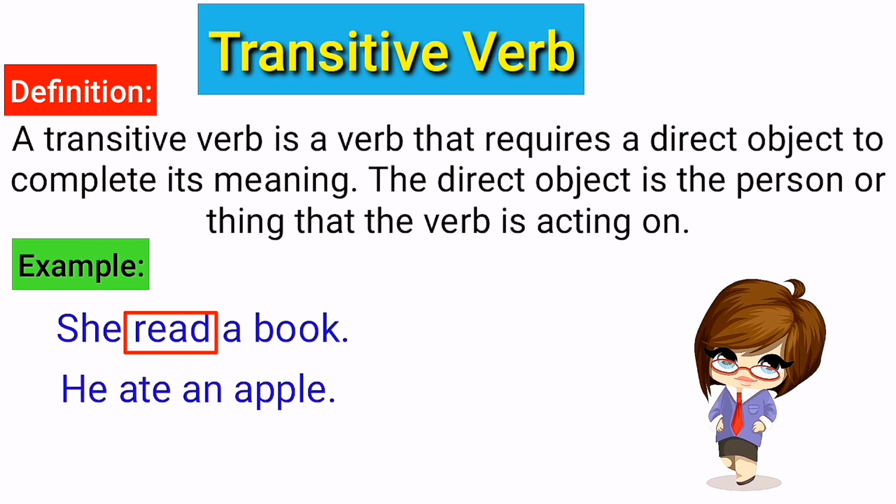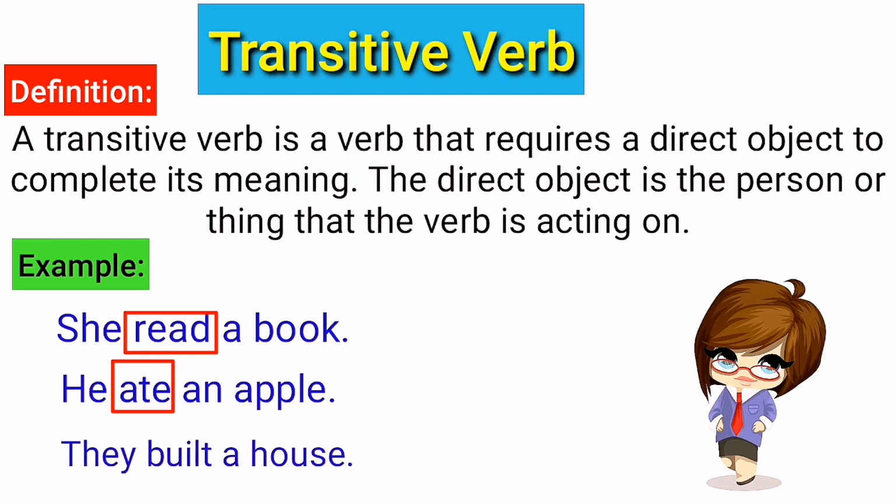He ate an apple. In this case, the verb ate is a transitive verb because it requires a direct object, which is an apple, to complete its meaning. The verb ate indicates the action, and the direct object, an apple, tells us what was eaten. Without the direct object, the sentence wouldn't fully convey the action of eating.